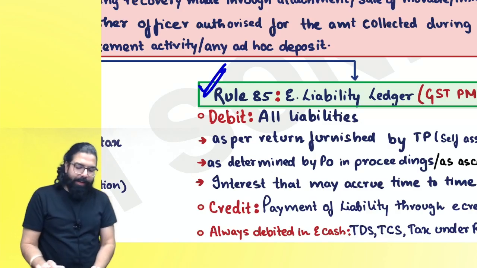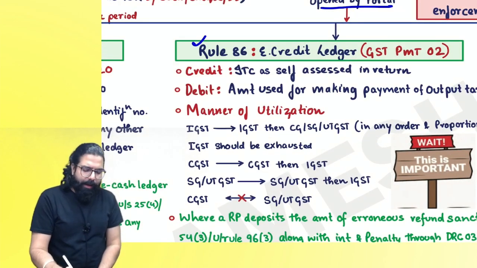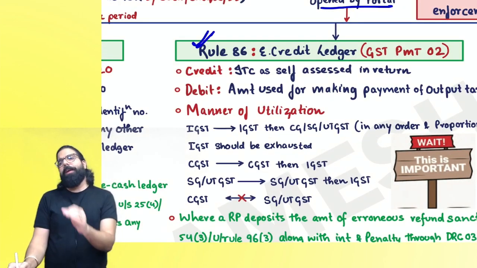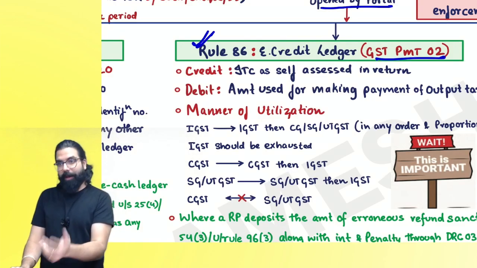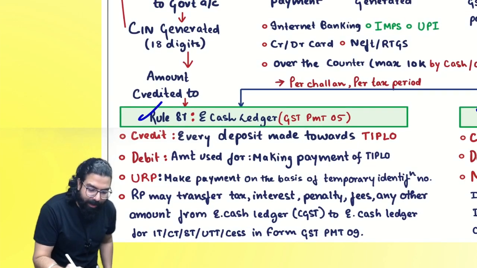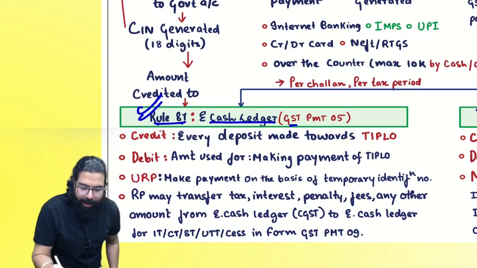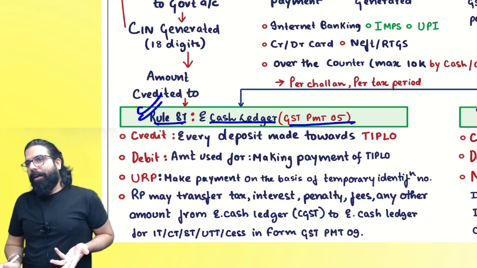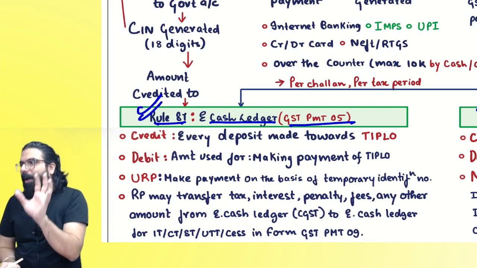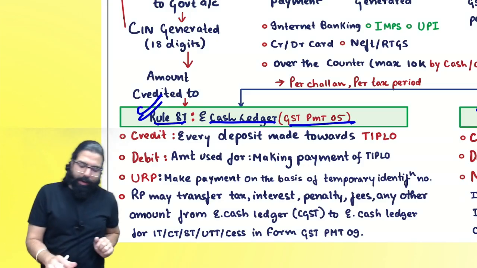Are we clear, everyone? Then the next one is the e-credit ledger, maintained as per rule number 86, and the format is PMT-02. Okay, let it be. Now the e-cash ledger is as per rule number 87 and the format is PMT-05. What will be the format of the e-cash ledger? It means what details will be recorded in the e-cash ledger. Okay, sir, let it be.